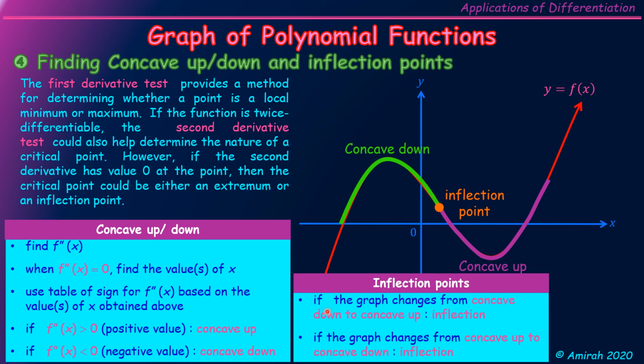If the graph changes from concave down to concave up, we have inflection point. If the graph changes from concave up to concave down, we also get inflection point. So the inflection point is when the graph changes either from down to up or from up to down. Alright.